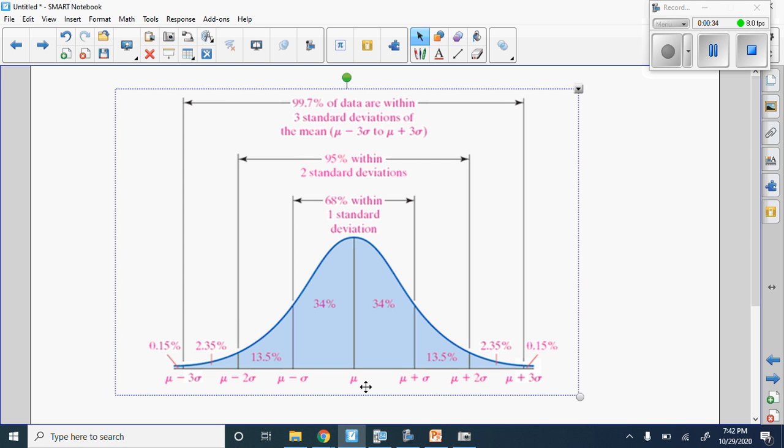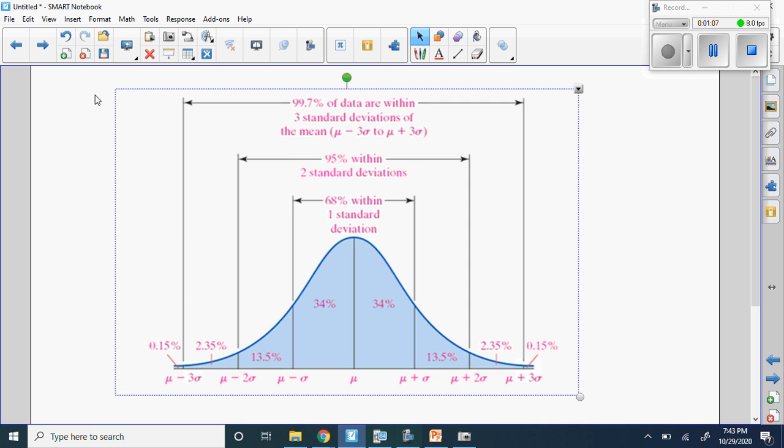One standard deviation above the mean and one standard deviation below the mean each equate to 34%, which would be 68%, right? If you're within two standard deviations, two below and two above, you encompass 95%. And it's 13.5% and 13.5% additional to the 34, right?